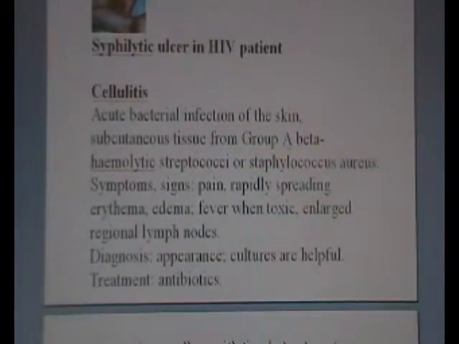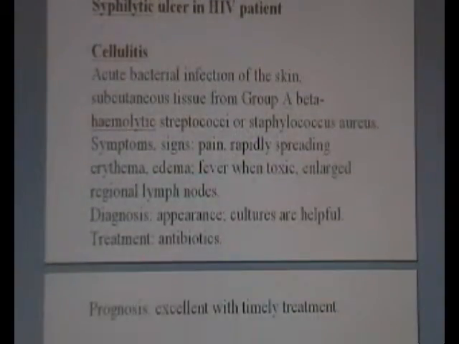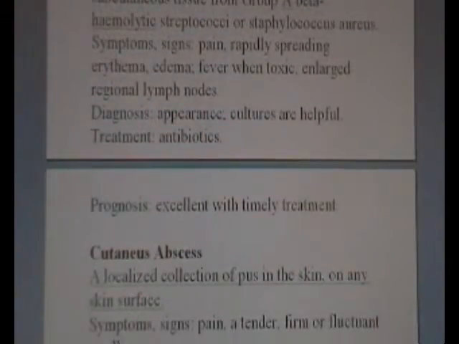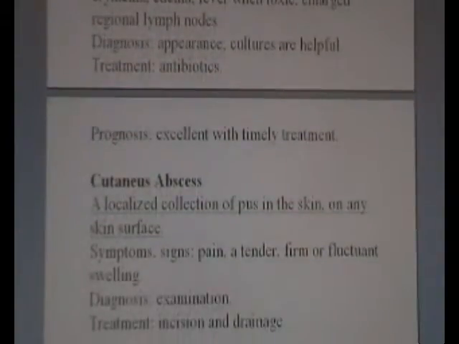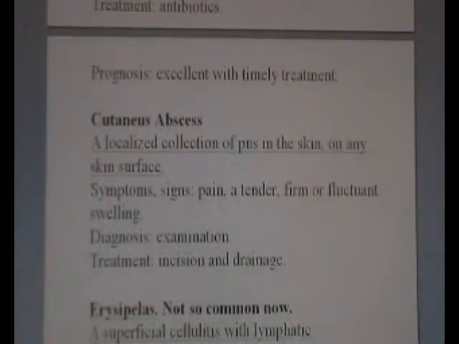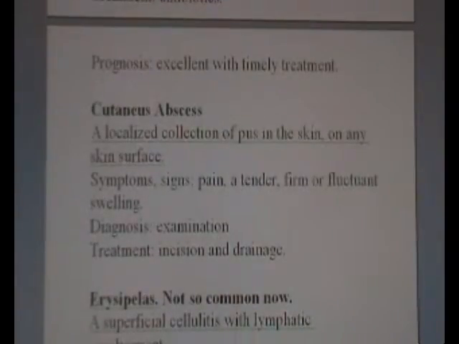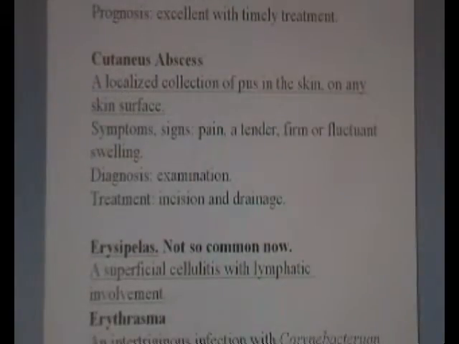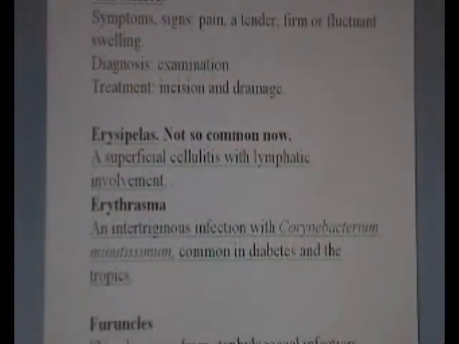Now, cellulitis, very common actually, acute bacterial infection of the skin, usually group A beta hemolytic strep, Staph aureus, pain, swelling, diagnosis pretty obvious, do cultures, swab, maybe some blood cultures, treatment antibiotics, and usually the cellulitis will settle down. Cutaneous abscess, painful swelling, pus in the skin under the surface, quite painful. You can treat it, it's obvious, you may need to excise it, a minor surgical procedure, and the appropriate antibiotics.